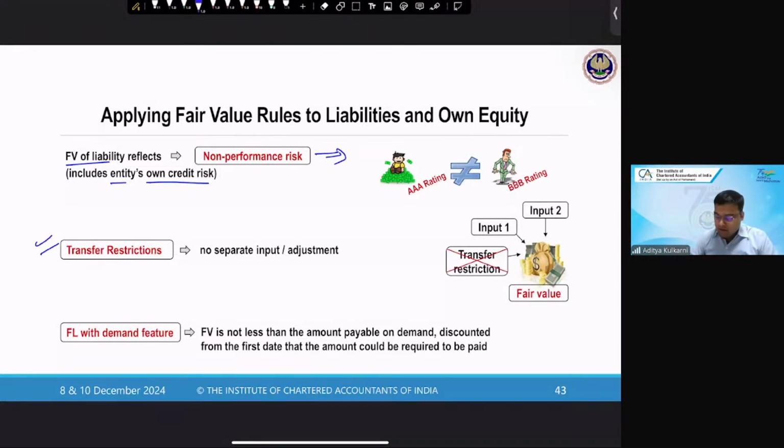That you will consider without any separate input or adjustment. And you will have a financial liability with a demand feature. Fair value is not less than the amount payable on demand, discounted from the first date that the amount could be required to be paid. So that is your financial liability with the demand feature. You just try to understand the terms which are there. Nothing major is there in this particular concept. Whatever conceptual clarity we had to get, we got it right from the asset perspective.